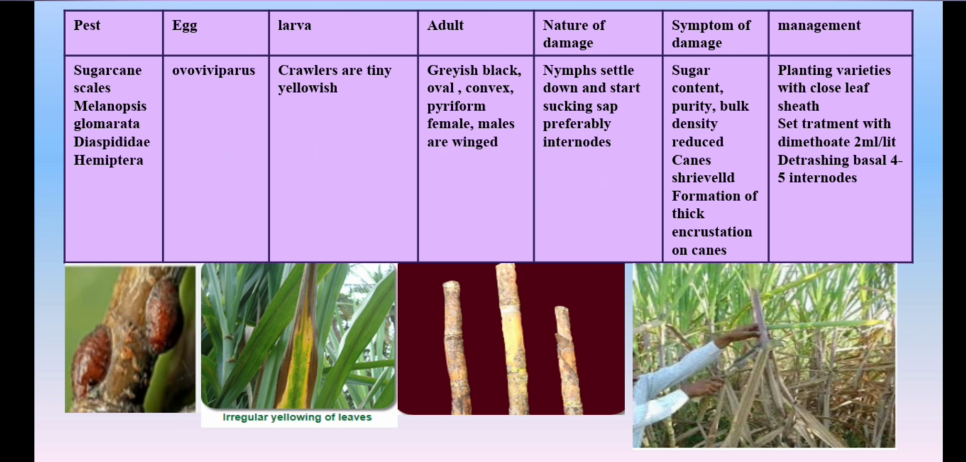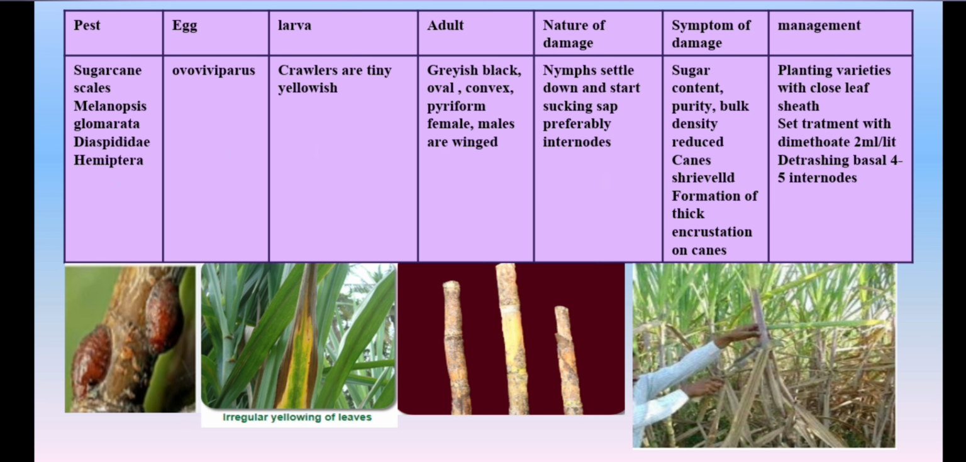So initially it will have eggs, but it will not lay eggs outside. Whatever eggs are there will be inside the body of the insect itself. They will hatch inside the body and crawlers will come out from the insect. These crawlers are tiny and yellowish in color. You can see the adult in the first image. It is grayish black, oval, convex, pyriform. The female is like this, and males are winged insects, but those are very rare.